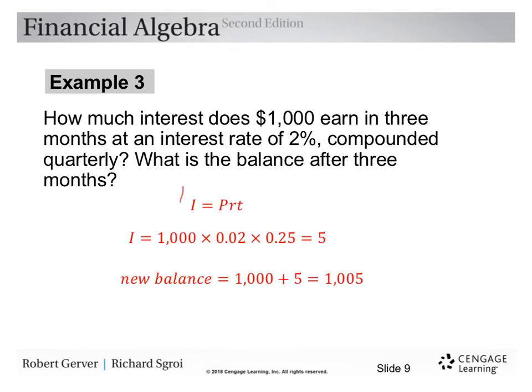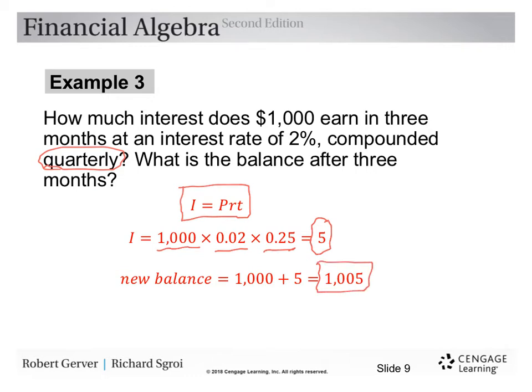Again, we start off with our same exact formula that we've been using the whole time here. Same principal, 1,000. Same interest rate, 0.02. But now, we're not talking a year. We're not talking a half a year. We're talking a quarter of a year because this is compounded quarterly. So T now is 0.25. So therefore, our interest comes out to be $5, or our balance after 3 months is $1,005.